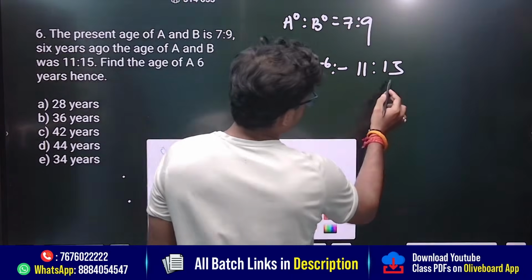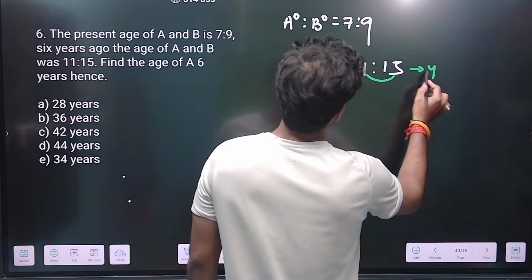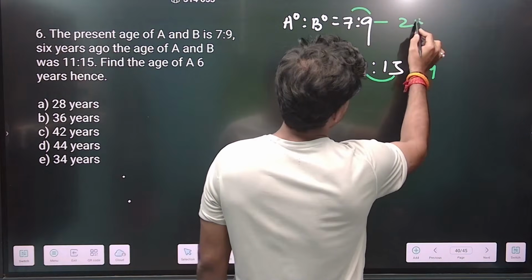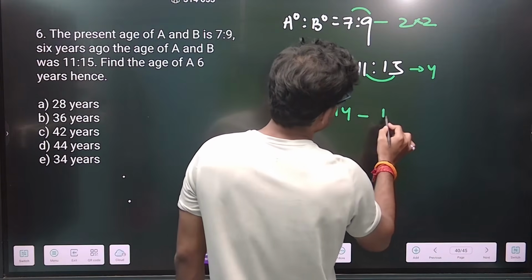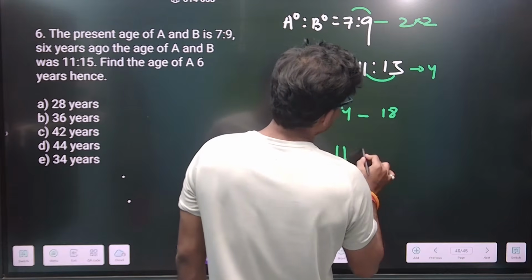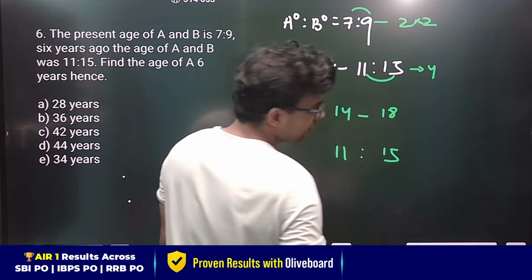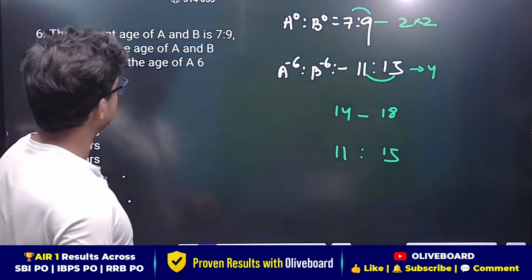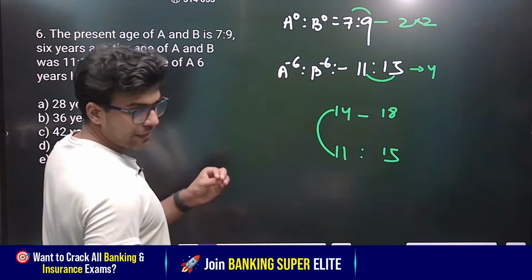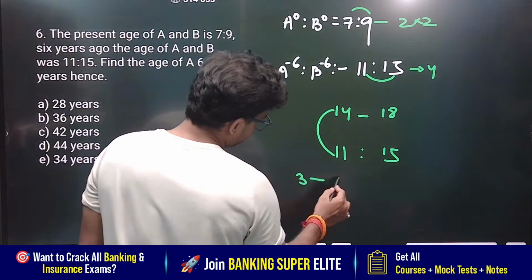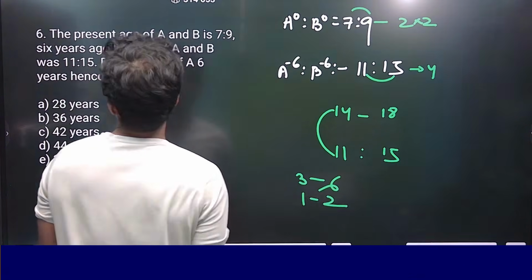Here the difference is of 4. Here the difference is of 2. Just multiply this by 2. It will become 7 twos are 14, 9 twos are 18. This is 11 is to 15, right? So 14 becomes 11. The gap is of 3. 3 becomes 6, so 1 will become 2.